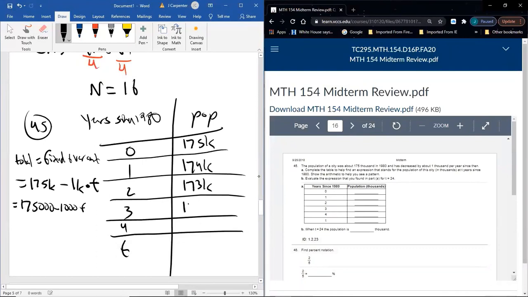Another year, 172K. Another year, 171K. And then someone's going to go 170K here because they're not paying attention, and that's wrong. That is not, say, time five years in. That says time T. What is really supposed to go here is 175,000 minus 1,000 T. It's supposed to be the actual formula. That is what a lot of people mess up.